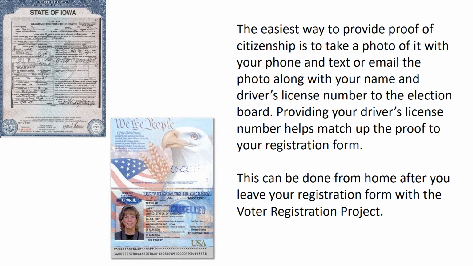The easiest way to provide the proof of citizenship is to take a photo of it with your phone and text or email the photo along with your name and driver's license to the Election Board. Providing your driver's license number helps match up the proof to your registration form. This can be done from home after you leave your registration form with the Voter Registration Project.